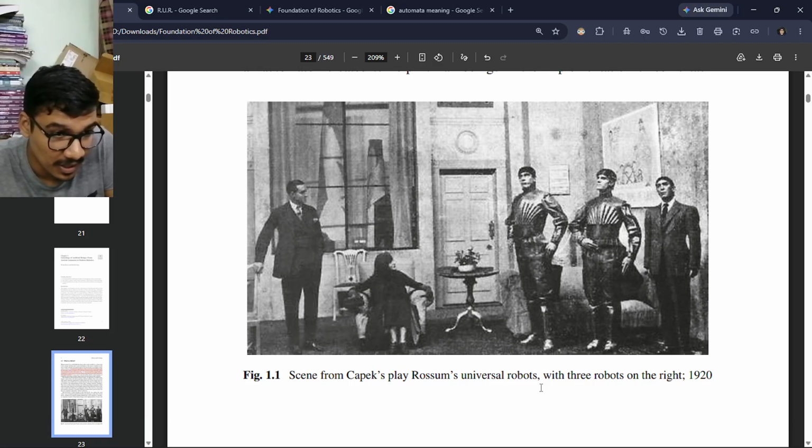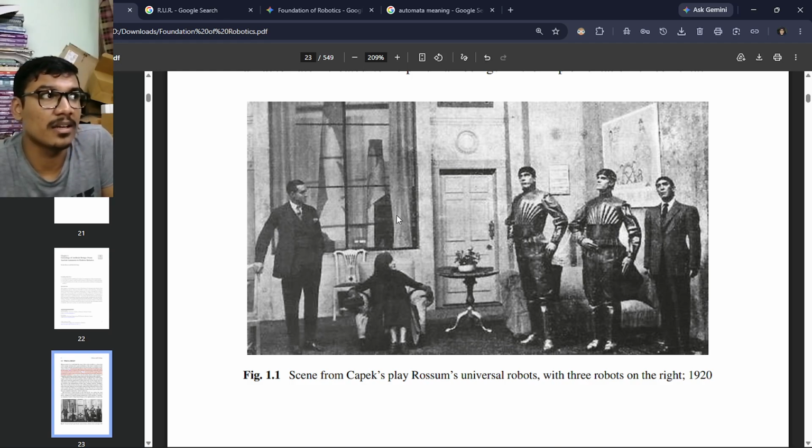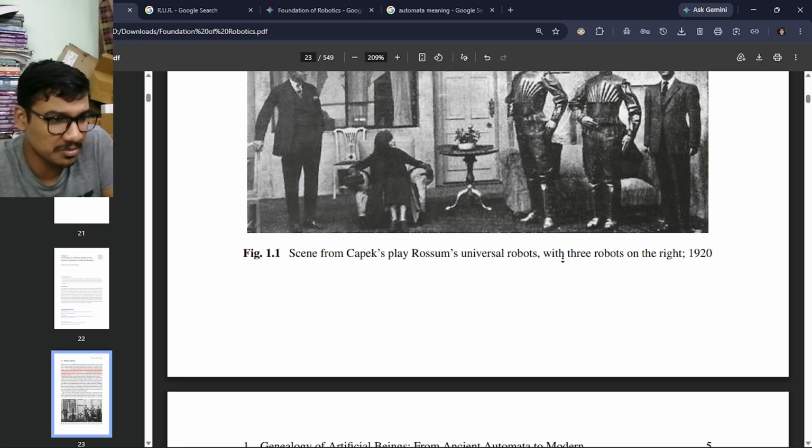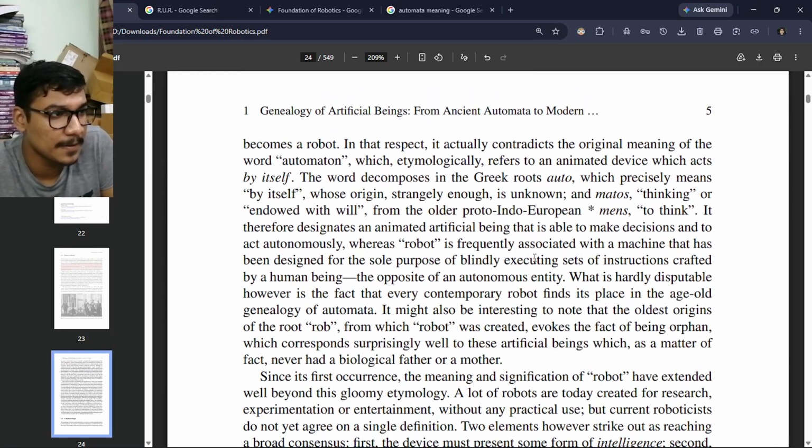Are these robots? Why do their faces look like humans? Oh no, it's basically some sort of play, like a cosplay, I think. Yeah, with three robots on the right. Wait, are those real robots? I don't know. I'm not clear on that.